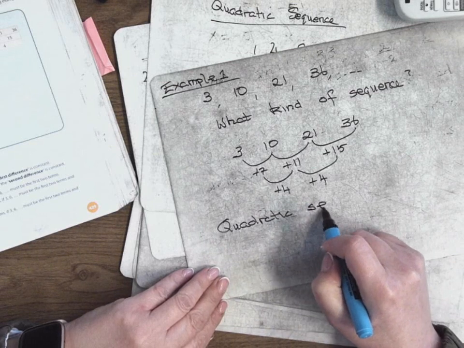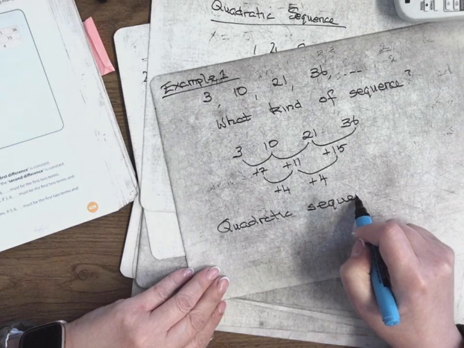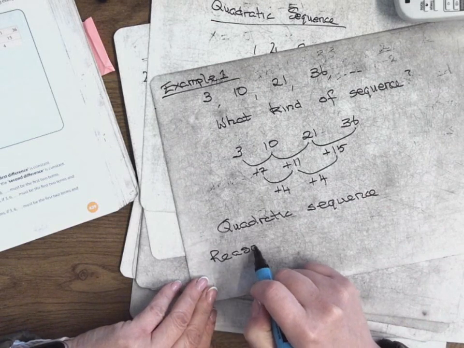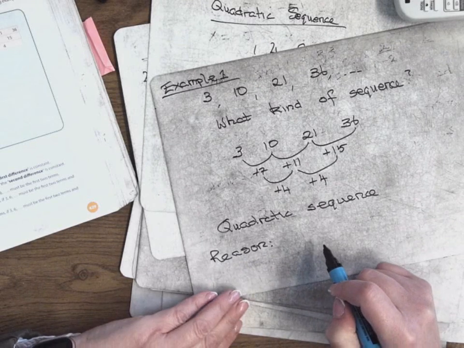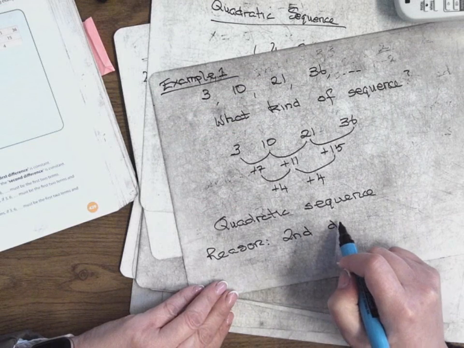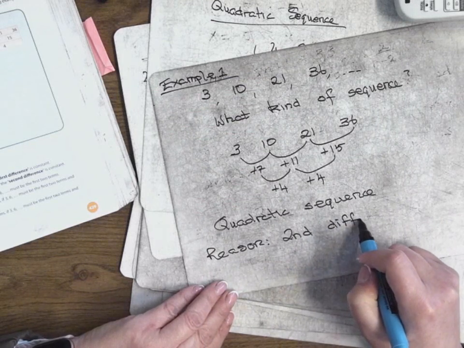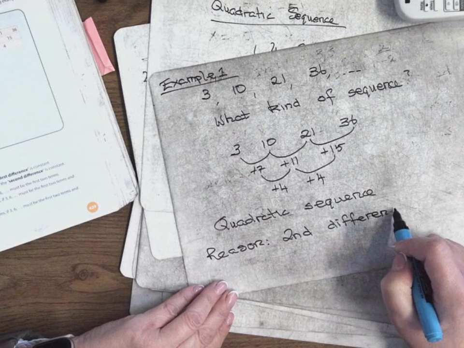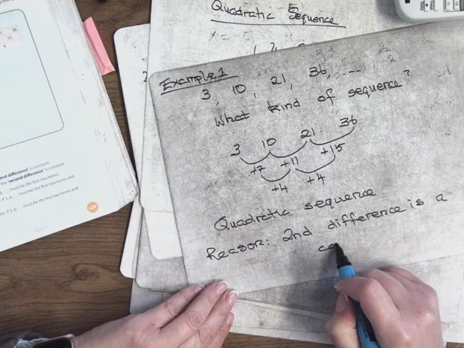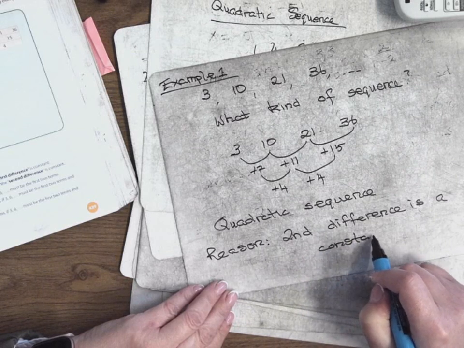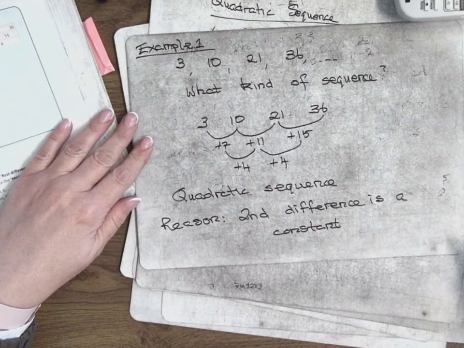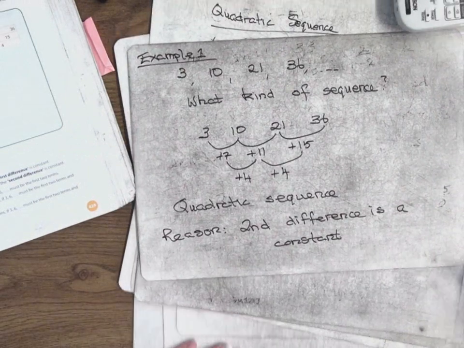So they'll ask you what kind of sequence, and then they might ask you for a reason. So what is the reason? Why is that a quadratic sequence, please? Because the second difference is a constant, or the second difference is the same. Okay? Second difference is a constant. Right? Is that okay? Right.